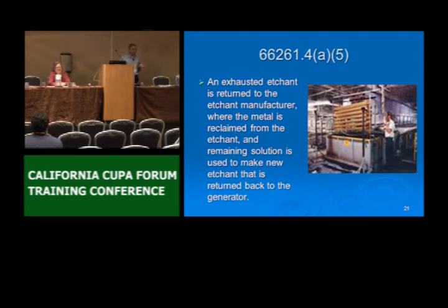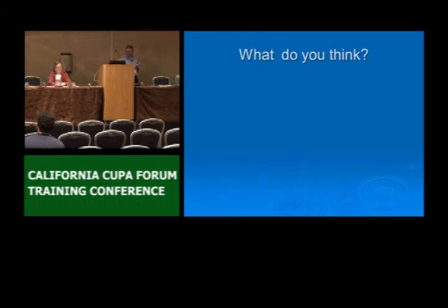All right, so let's look at an example. Here, in this photograph, an exhausted etchant, a spent etchant, is returned to an etchant manufacturer, where the metal is reclaimed from the etchant. So it's reclaimed. The remaining solution is used to make a new etchant. So there's your industrial process. And then it's returned back to the generator. That's your original process, right? What do you think? Does this seem to fit the text of the regulation?